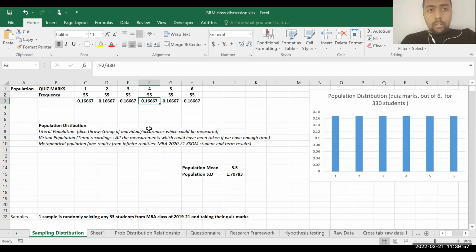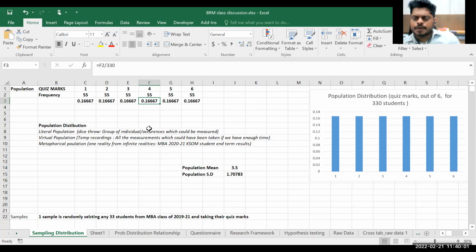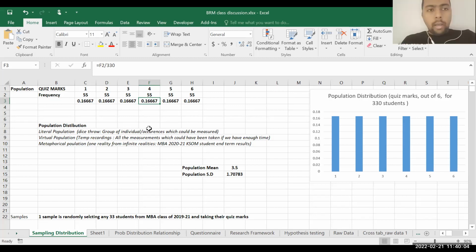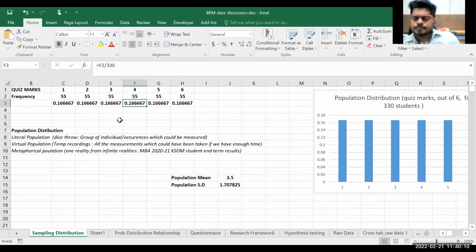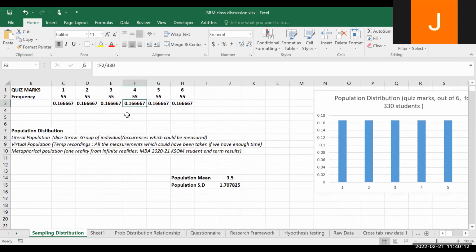More than 4, sir? Probability cannot be beyond 1, right? Your question is scored more than 4. So it is the probability of 5 plus the probability of 6. So we'll add these two. We'll get one by three, 0.333.